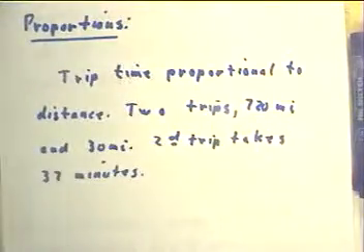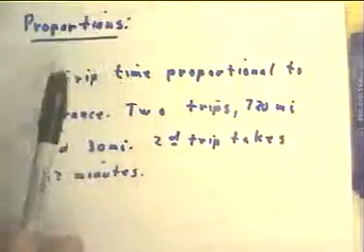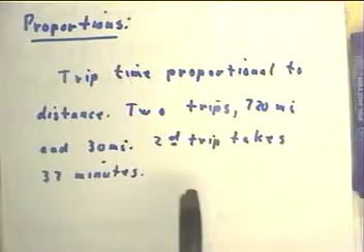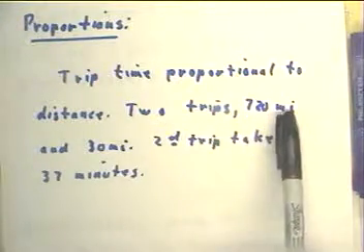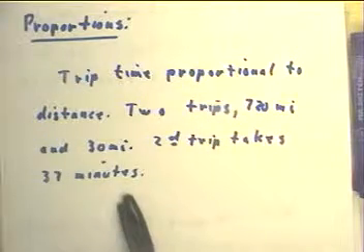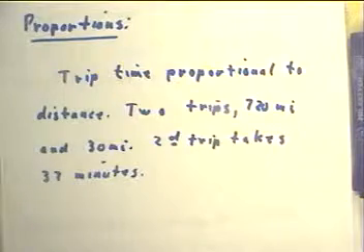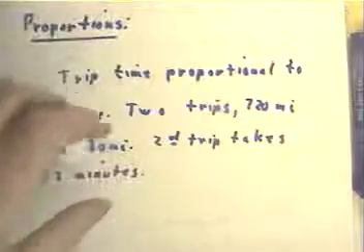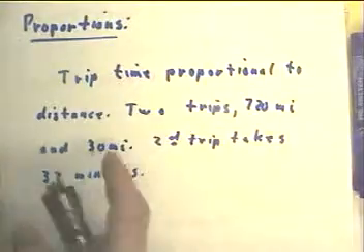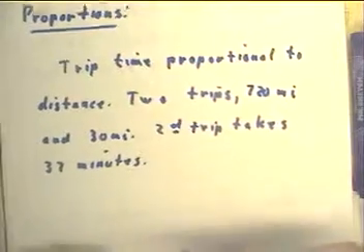Now some proportions. Okay, if trip time is proportional to distance, and we're talking about two trips, one of them 720 miles and the other 30 miles, the second trip takes 37 minutes. What can we conclude? Well, the statement of proportion is that two ratios are the same. Okay, the ratio of the two trip times is the same as the ratio of the distances.